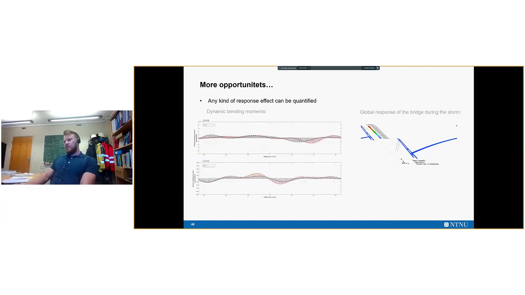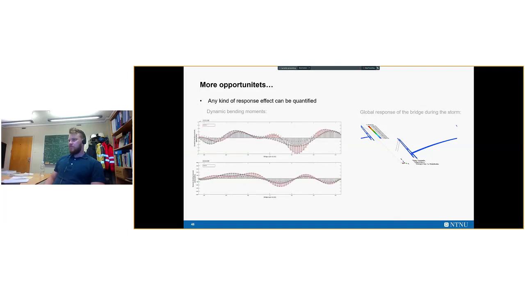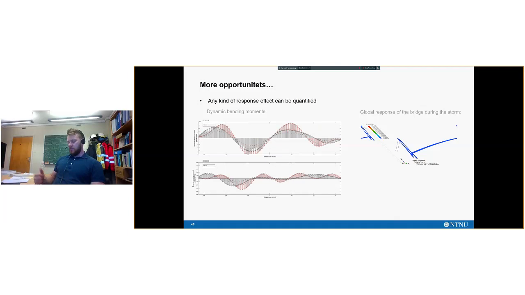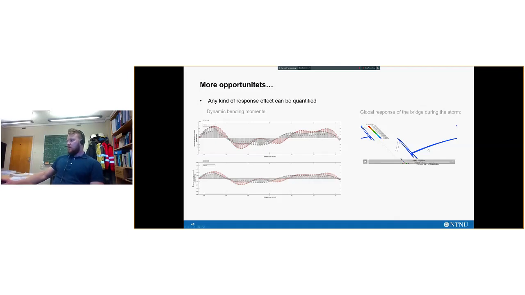So there are many opportunities from this full field response estimation. For example, you can use this to quantify the dynamic bending moments. Here we see some bending moment diagrams from the duration of this storm. So maybe this can help us tell a story about the dynamic behavior of the bridge that we were not aware of before this. We can also plot the global response behavior of the bridge, and so also get a better understanding of the global dynamic behavior of the bridge.